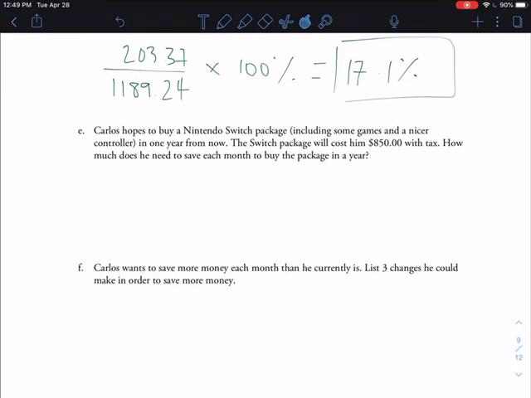Carlos hopes to buy a Nintendo Switch package, including some games and a nicer controller, in 1 year from now. The Switch package will cost him $850 with tax. How much does he need to save each month to buy the package in 1 year?